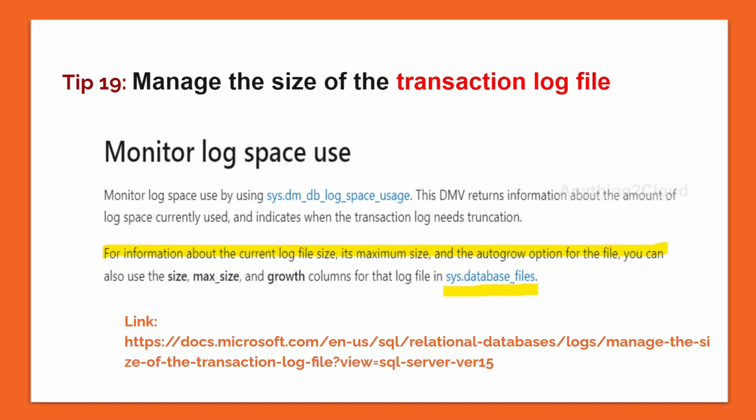The next step is how we can manage the size of the transaction log file. With the help of sys.database_files, we can manage the size of the transaction log. For information about the current log file size, its maximum size, and the autogrow option for the file, you can use the size, max_size, and growth columns for that log file in sys.database_files. You can get more information about this in the link provided.